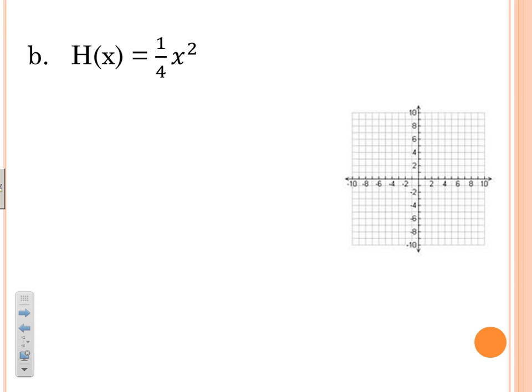Now take a look. I've got the parent function, y equals x squared, but I'm going to multiply it by 1/4. Let's see what that does to this. At 0, you're still going to have 0. But what happens if we put in a purposeful number, 2? I'll have 1/4 times 2 squared, which is 1/4 times 4, or 1. So (2, 1).